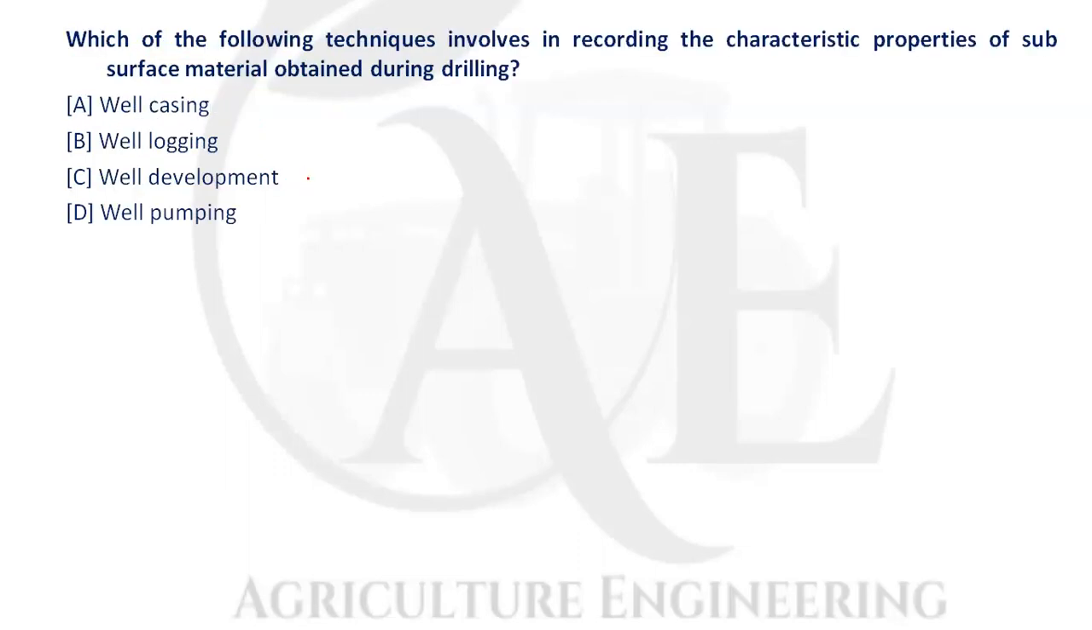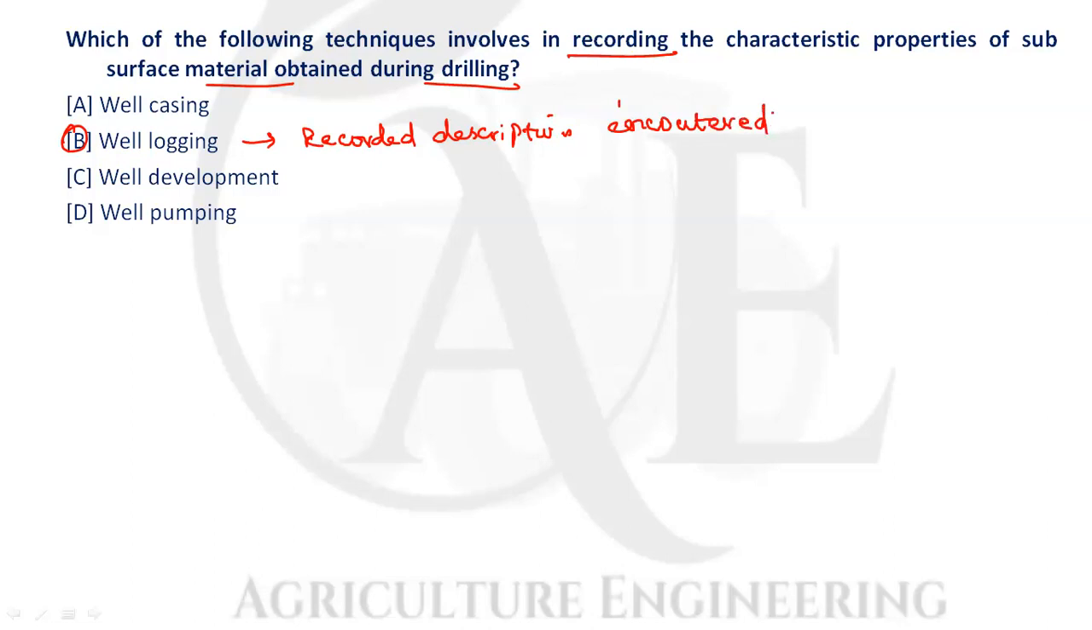Which of the following techniques involves recording the characteristic properties of subsurface material obtained during drilling? It is well logging. It is a recorded description of what is encountered throughout the drilling. So we can find what layers are present in the soil during the drilling process, and the subsurface materials which are obtained, we can record that information. It is known as well logging.